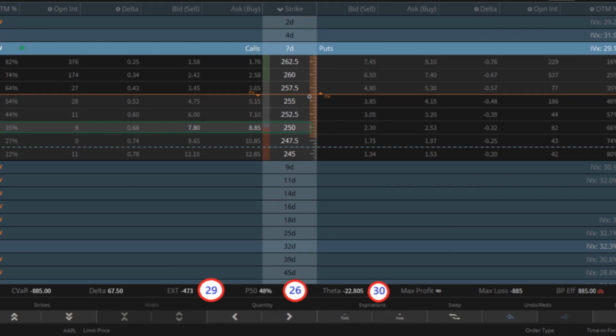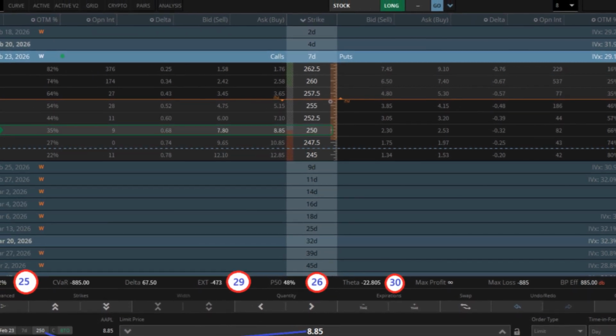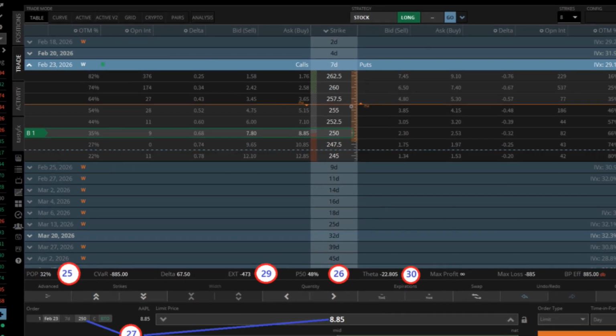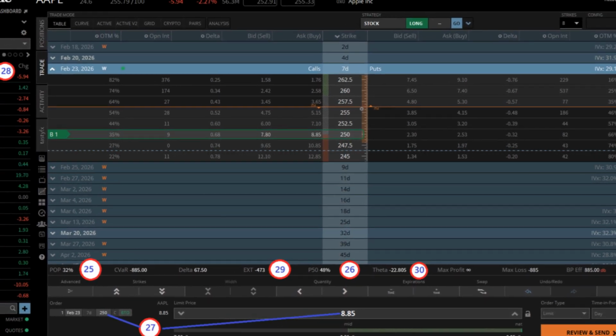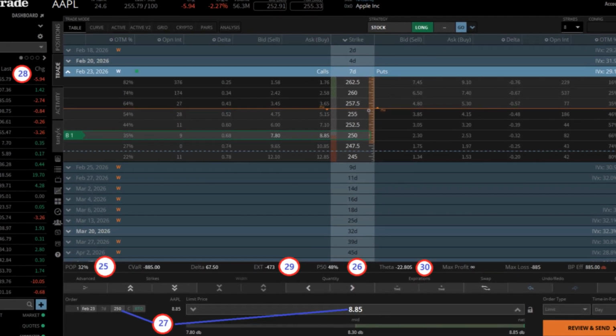26. Probability of being ITM. The chance that the option will expire with real value. It tells you how likely your strike is to be reached. In simple words, how realistic is my target?